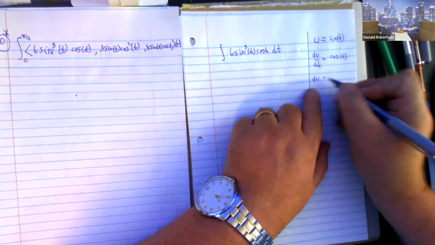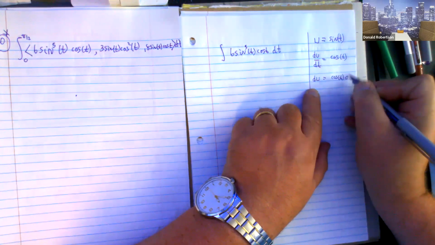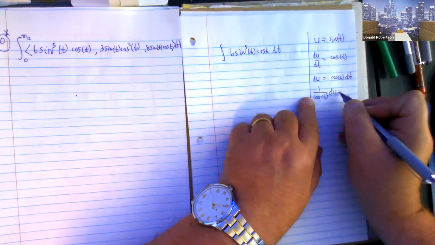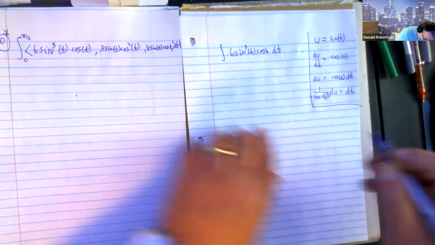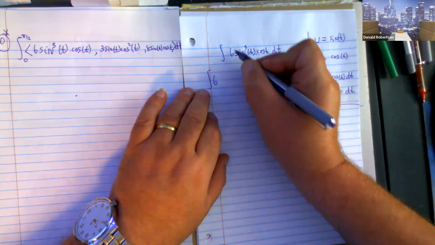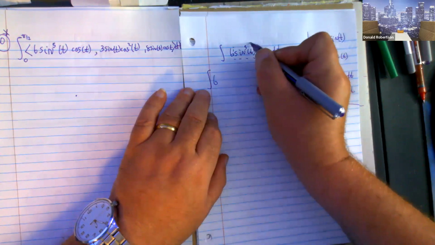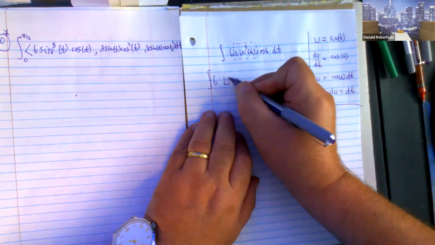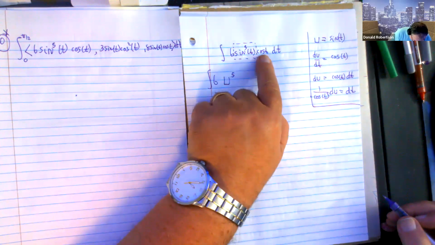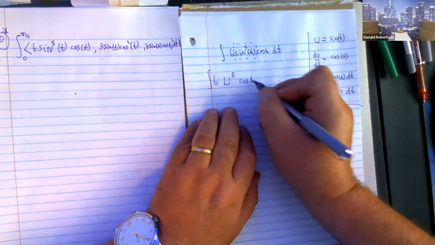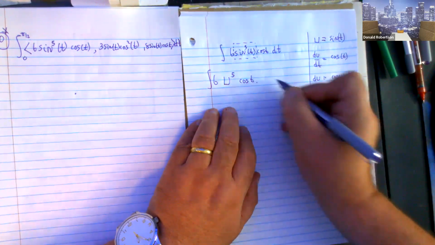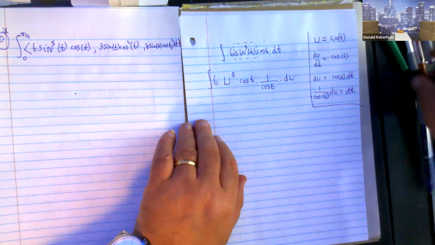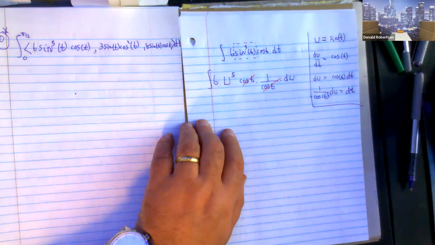Now, if you do the crossover, if you then divide by cosine t, you now have isolated the dt. So let's see what we got. We got a 6. That piece there is sine t to the power of 5. So that guy becomes a u to the 5. And the cosine t, and then you replace the dt by 1 over cosine t du. Just like magic, that happens.